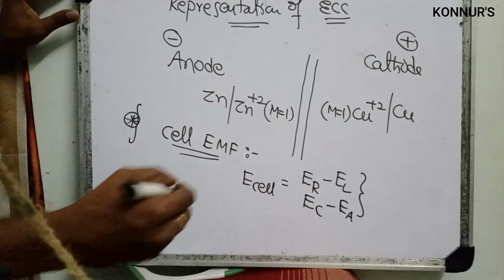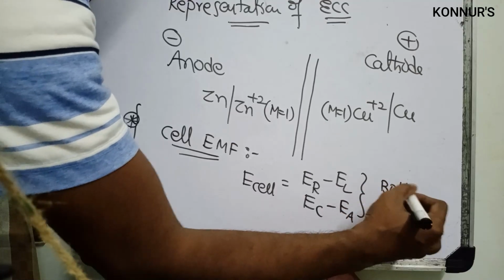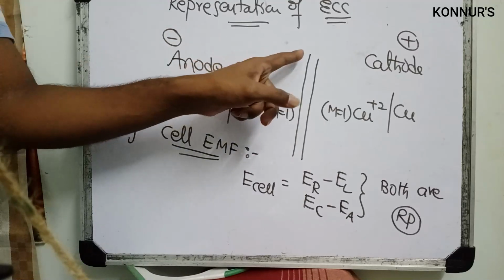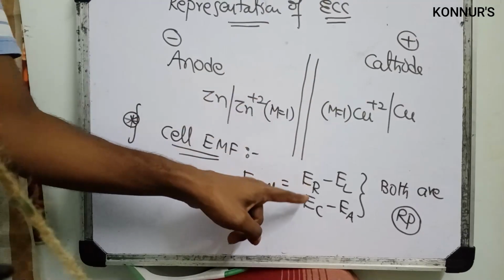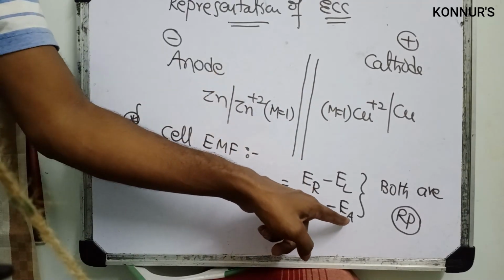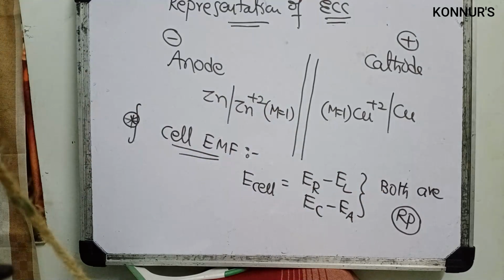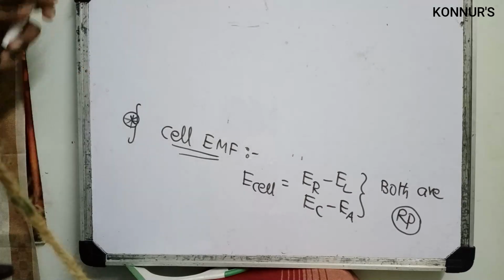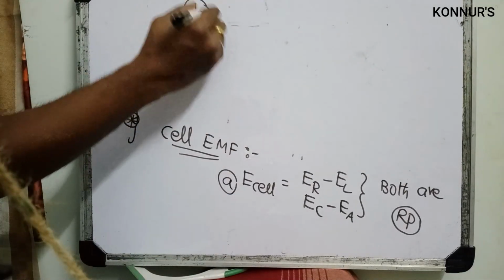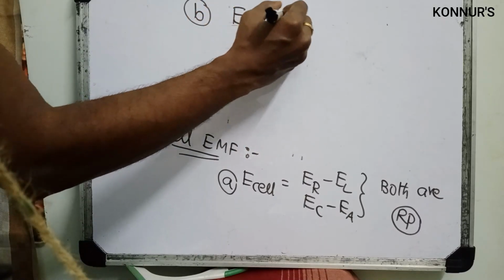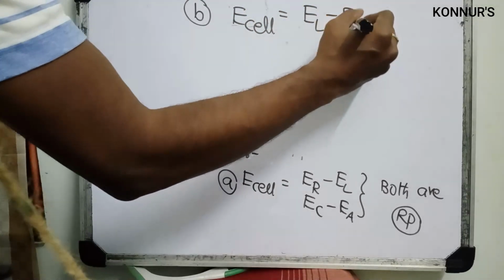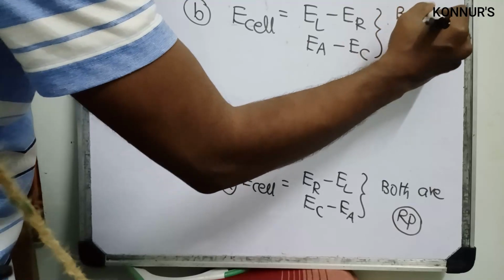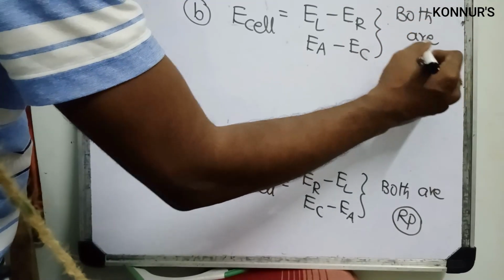When both given values are reduction potentials, E right means, in the cell representation, the right side minus the left side. Right is the cathode, left is the anode. So you take E cathode minus E anode when both given are reduction potentials. Otherwise, if both are given as oxidizing potentials, E cell becomes E left minus E right. Left is the anode, so E anode minus E cathode.